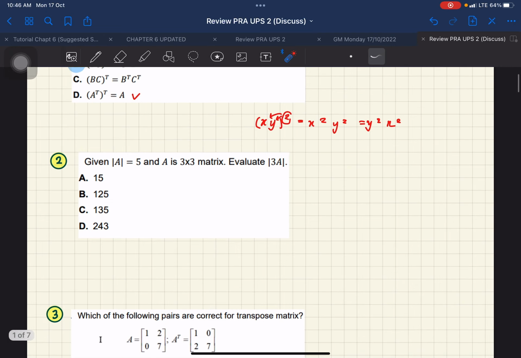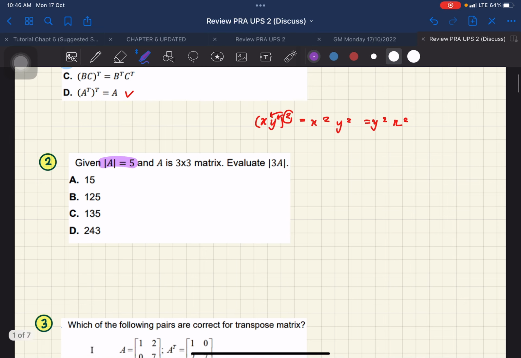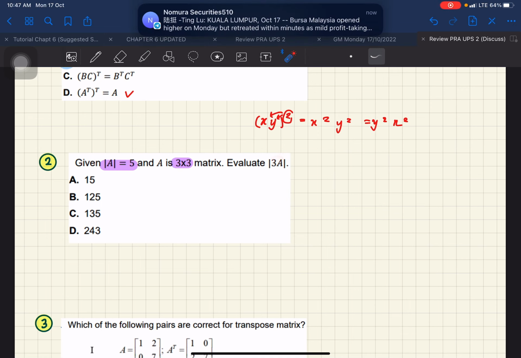Right, so the second question dia bagi kita, given modulus of A. Modulus of A meaning that determinant of A is equals to 5. Okay, so that's the first information. Determinant A is equals to 5. And A is a 3 by 3 matrix. So dia kata dekat sini, it's a 3 by 3 matrix. So this is an important information. Okay, and then you need to evaluate determinant of 3A. Determinant of 3A, this one means that, apa ni, scam.